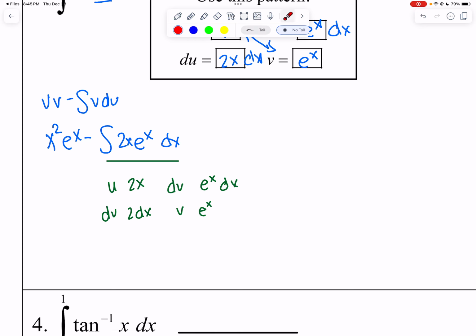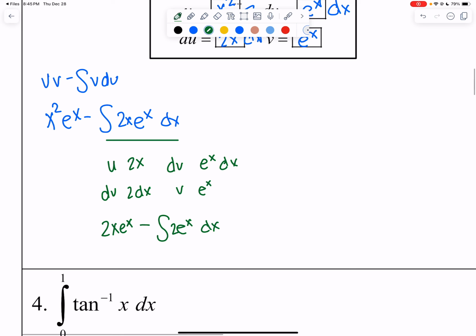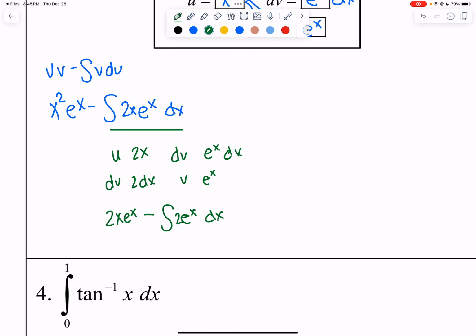All right, once I do uv minus the integral of v du, I'm going to get 2x e to the x. Remember, that's just me multiplying across. Minus the integral of v du, which is e to the x times 2 dx. And yay, we can integrate that easily, because that is just 2e to the x. And then, of course, here plus c.